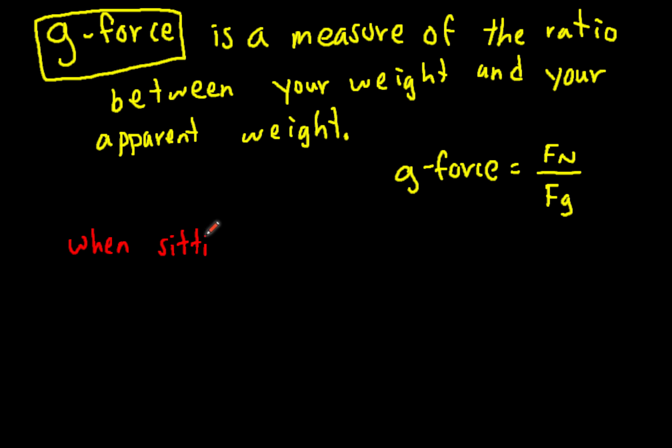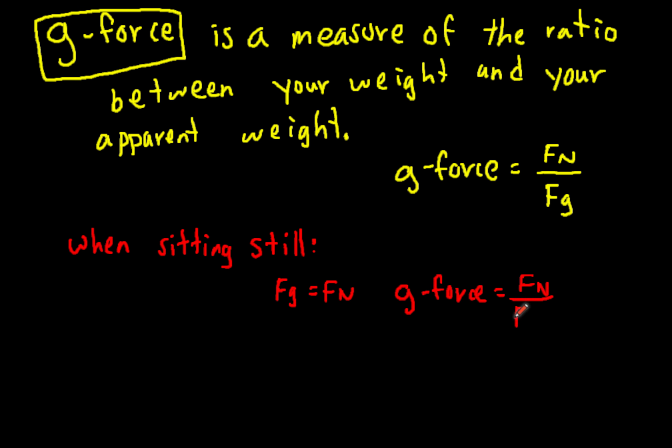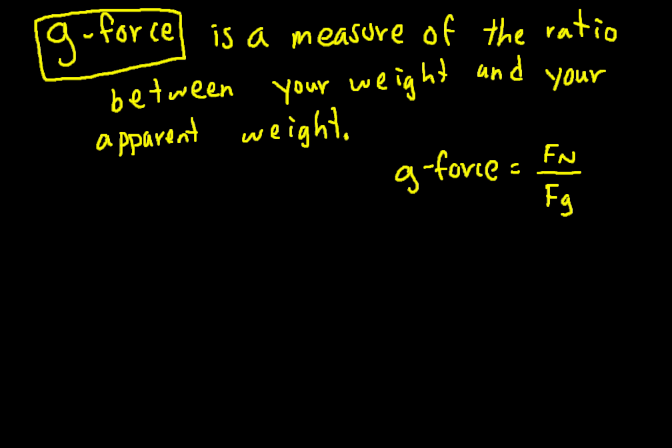When you are sitting still, like you are watching this video, your normal force equals your force of gravity. And because of this, the g-force, which is normal force over force of gravity, equals 1. We call this 1g. And you have 1g when you're stationary. When you're accelerating, it changes.